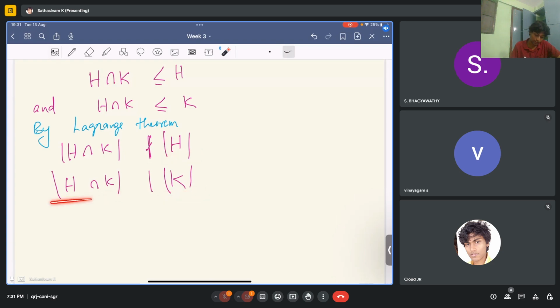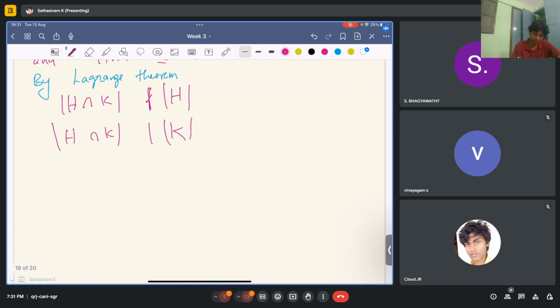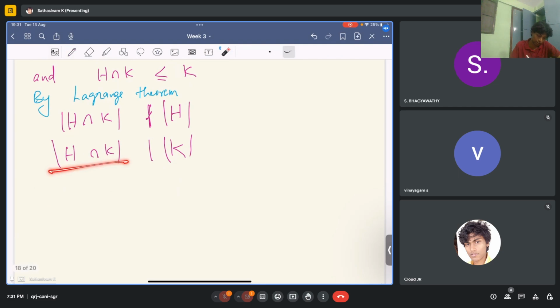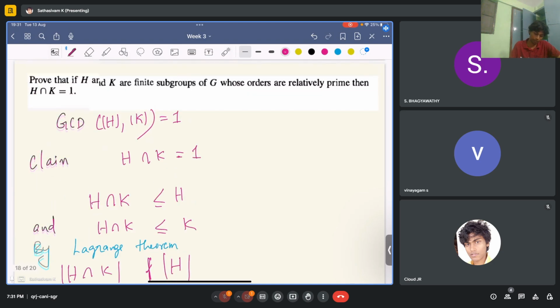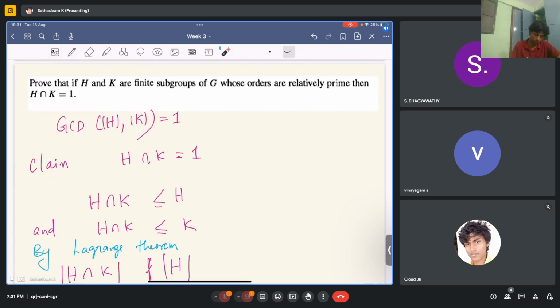So in particular, what happens? This size divides the GCD, because the GCD is the greatest common divisor. It's the greatest among all the divisors, and this is one such divisor. So it divides the GCD. But the GCD is 1. That is the hypothesis: they are relatively prime. So this is 1.